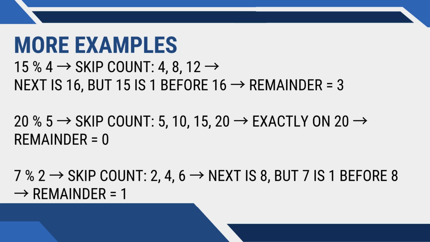For 15 modulo 4, skip count by 4 to 4, 8, 12, then 16. 15 is 3 more than 12, so the remainder is 3. For 20 modulo 5, skip count by 5 to 5, 10, 15, 20. We land exactly on 20, so the remainder is 0. For 7 modulo 2, skip count by 2 to 2, 4, 6, then 8. 7 is just before 8, so the remainder is 1.